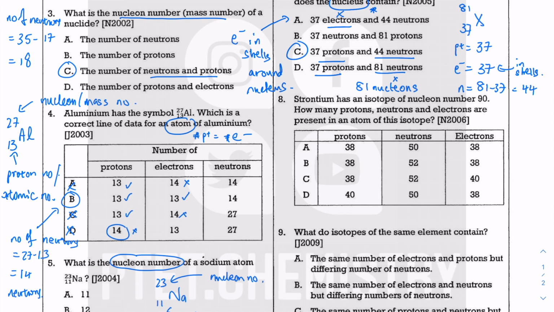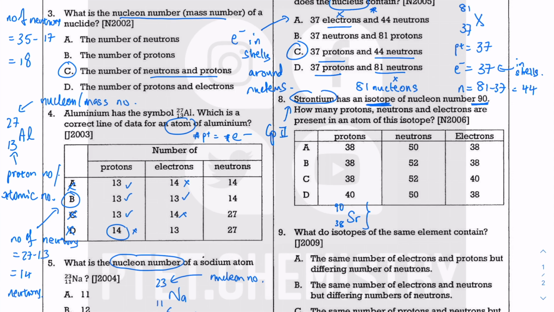Number 8, strontium has an isotope of nucleon number 90. Okay, so look for strontium. Strontium is going to be group 2. If you have a look at the periodic table, it has the symbol Sr, and Sr is element number 38. Given in a periodic table is the other way around, because this is the nuclide notation to the far left, not the periodic table. The nucleon number or mass number we write on the top left, so that's 90.